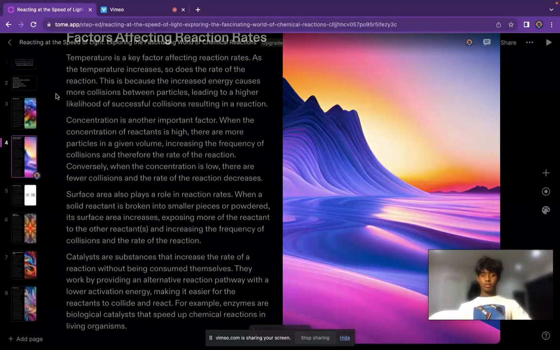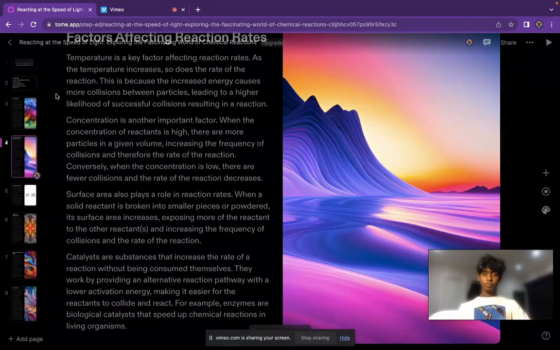Concentration is another important factor. When the concentration of reactants is high, there are more particles in a given volume, increasing the frequency of collisions and therefore the rate of the reaction. Conversely, when the concentration is low, there are fewer collisions and the rate of reaction decreases.